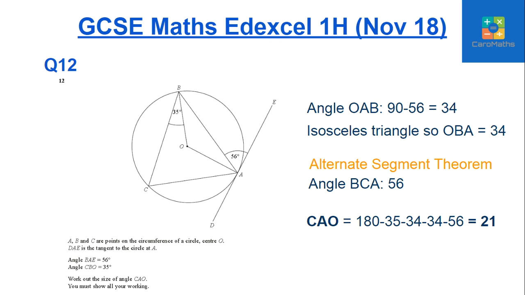According to the examiner's report, the understanding of the theorems of angles in a circle was poor, and many students simply treated the triangle ABC as an isosceles triangle. Many students managed to work out the 34 degrees on the first line, but then didn't really know where to go from there.